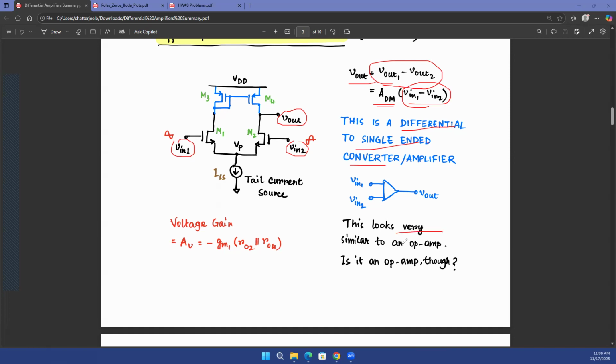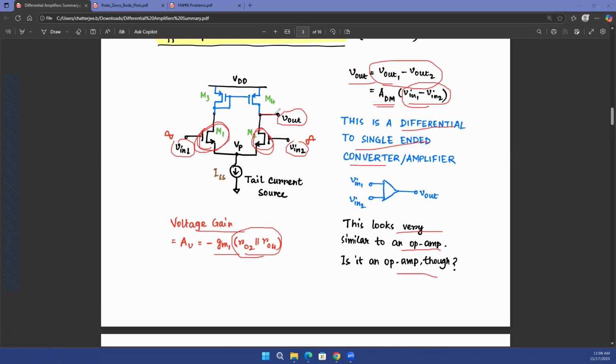Now this looks very similar to an op-amp, but of course this is still not an op-amp for multiple reasons, which we'll talk about later. One big reason is that it does not have infinite gain. In this case, the voltage gain is going to be GM1 multiplied with RO2 in parallel with RO4. GM1 is the GM of this transistor or of this transistor, because M1 and M2 are identical transistors. So you can write the gain as GM1 or GM2 multiplied with the resistance at the output terminal.